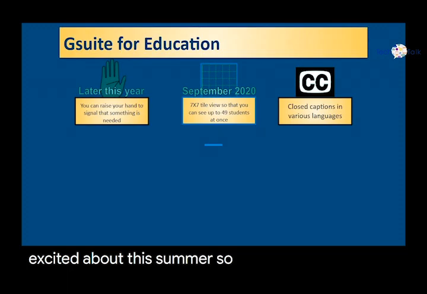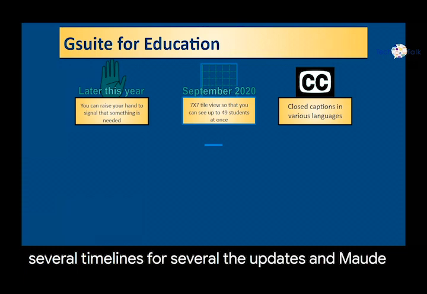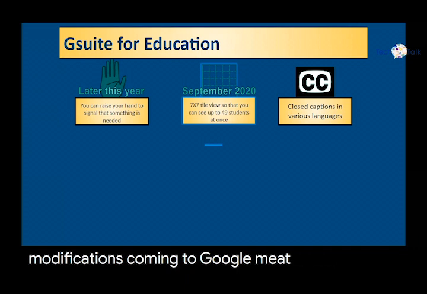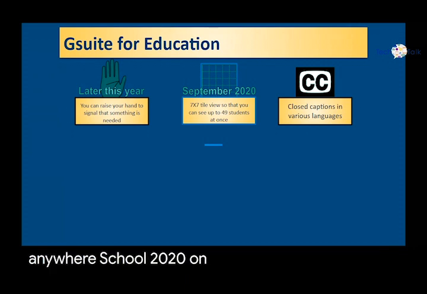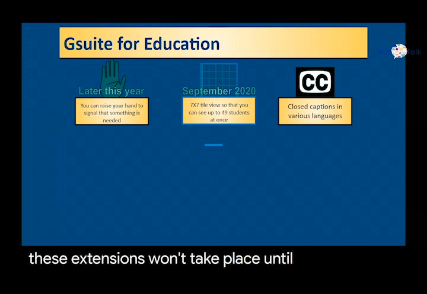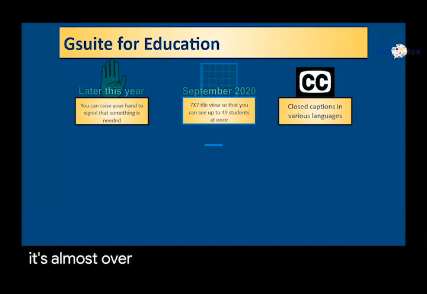Now let's talk about some of those recent updates that Google has said they are going to come out with, that we've all been super excited about this summer. Google has announced several timelines for several of the updates and modifications coming to Google Meet during their Anywhere School 2020 online event. However, most of these won't take place until Q1 is almost over. And a lot of them will not be available unless you have the Enterprise Edition of G Suite.